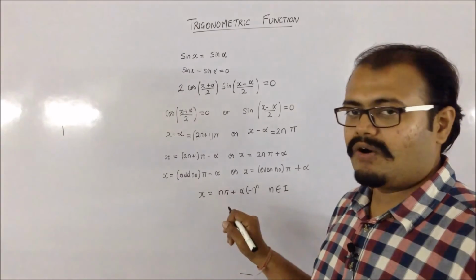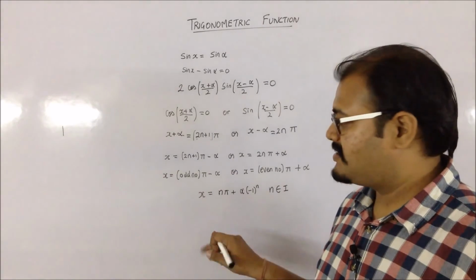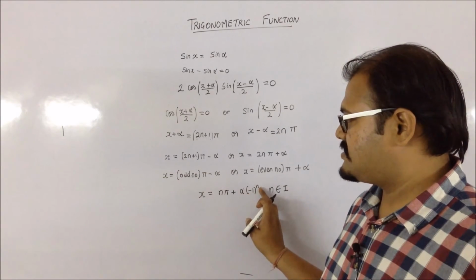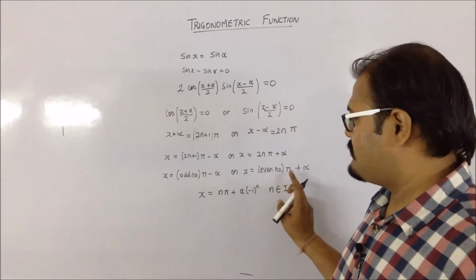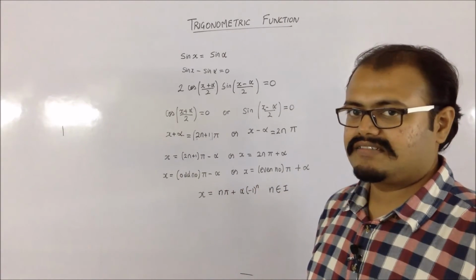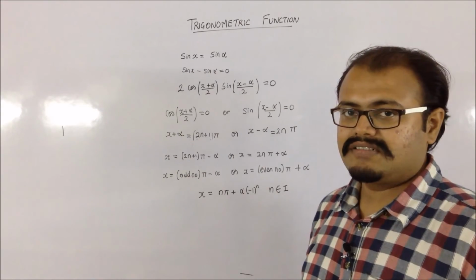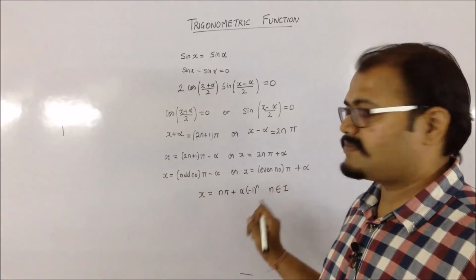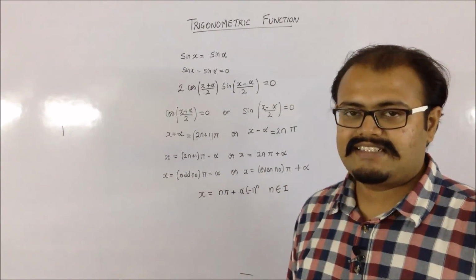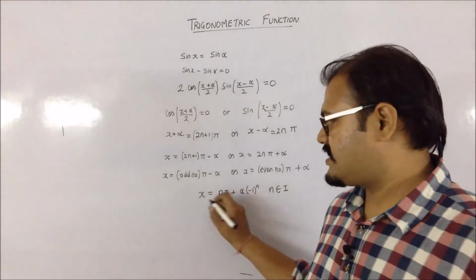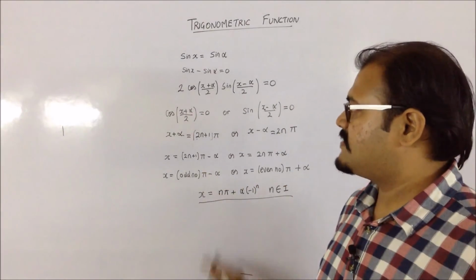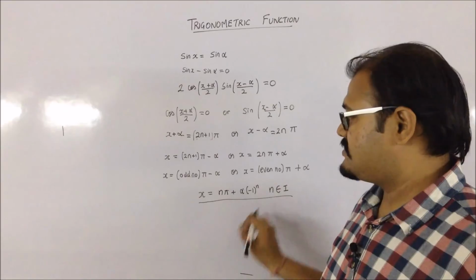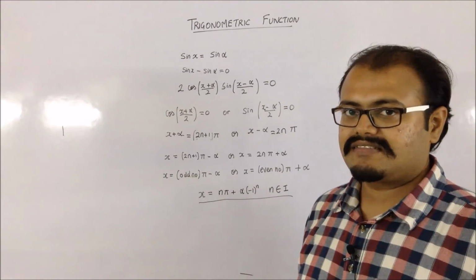If I am having an odd number, I can take 1. So if I have 1, I will get pi plus alpha into minus 1 raised to 1, which is minus 1. So you are getting pi minus alpha as the answer. If you are taking an even number, let us say 2, then you will get 2 pi plus alpha, which gives you this particular equation. So it is a generalized version of these two equations which I have written over here. Whenever you have to solve sine x equals sine alpha, the answer can be directly written as this.